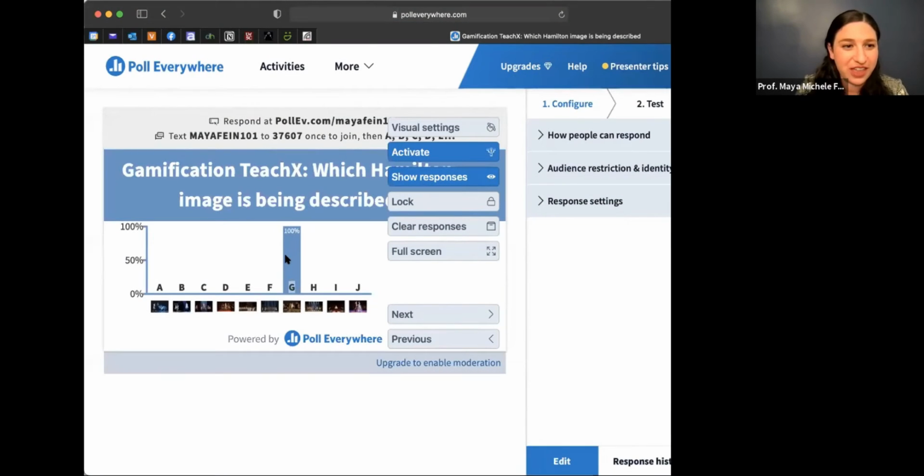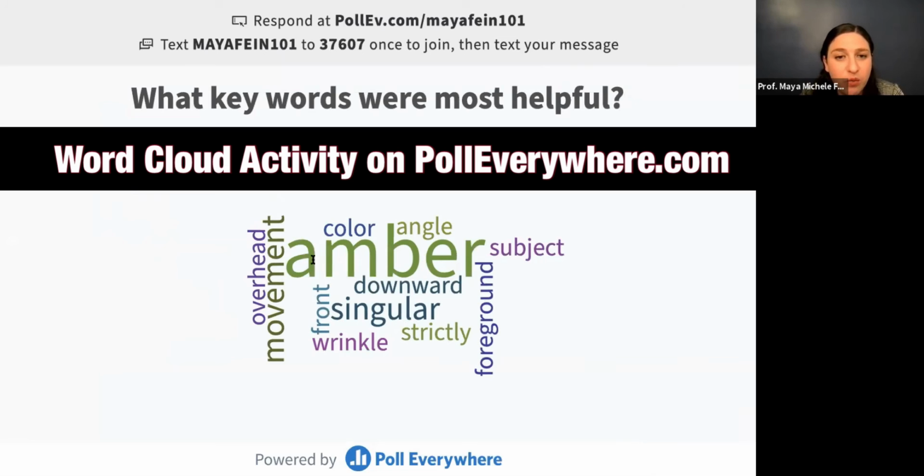All right, put in your revised results now, please. Look at that, you're at 100%. Well done. So it seems like your vocabulary was used really effectively. So what we're going to go ahead and do is I'm now going to open up the word cloud so that your peers can give you feedback on what language you said was most effective and how they were able to get to the image that you were describing. It looks like some of the most helpful words were amber, singular, and movement. We're going to go ahead and go back to the group.